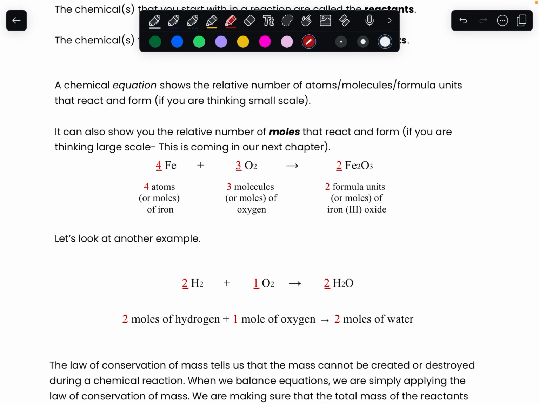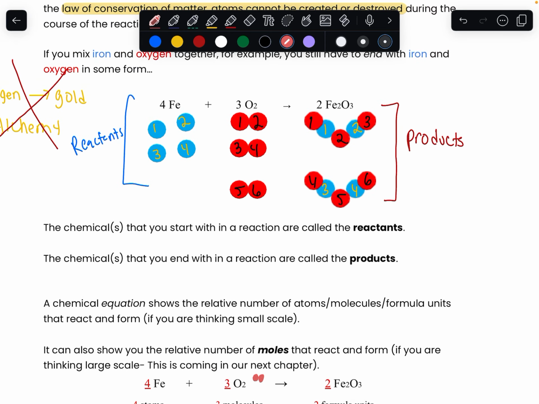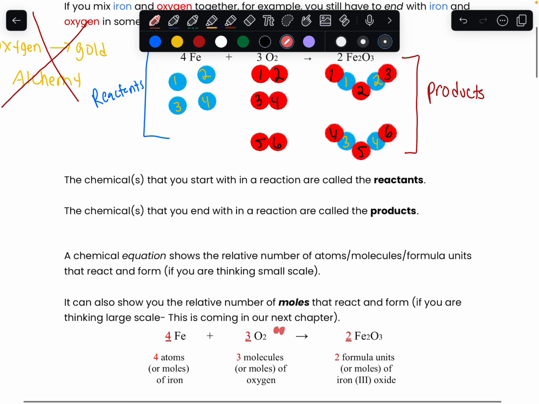So a chemical equation shows you the relative number of atoms, molecules, or formula units that you can use to react and form whatever substance you're looking at. In the case of this iron and oxygen reaction, we can say that there needs to be at least 4 iron atoms with 3 molecules of oxygen, because these come as what we call diatomic molecules. They come in pairs of 2, to make 2 formula units of iron(III) oxide, okay? So that's the minimum number of atoms.